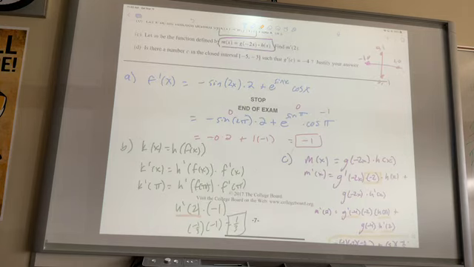Okay, guys, this is real quick. Is there a number on the closed interval where the derivative equals negative 4? Hey, what does that sound like? That sounds like intermediate value.